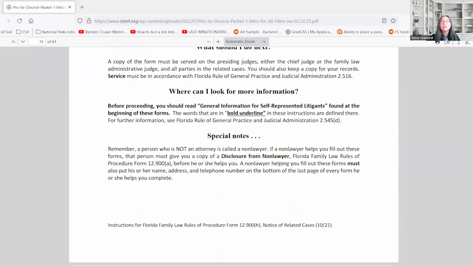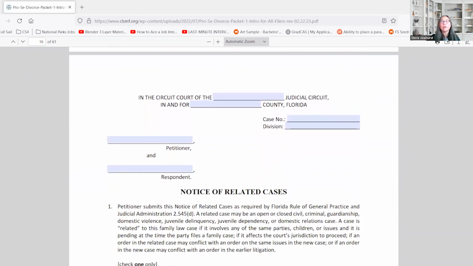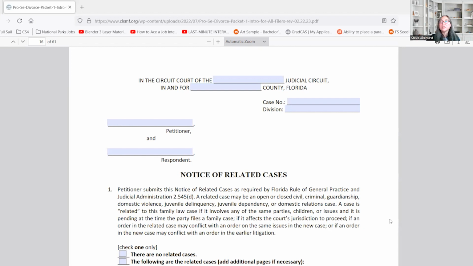This is a form that you need to file just to let the court know whether there are any related cases. Usually if there's an injunction case, a Department of Children and Families case, or a criminal case where you're a victim or he's a victim, things like that, you want to let the court know. The reason they do that is so that you don't have conflicting orders. You don't want one judge to say have no contact and the next judge to say, no, you could have contact with the kids, etc.